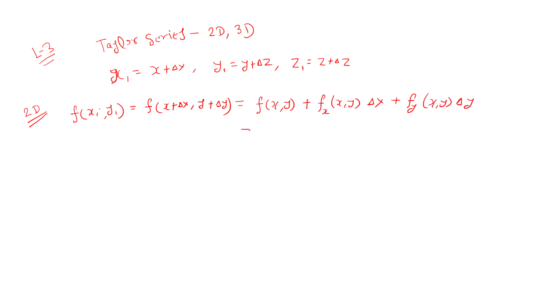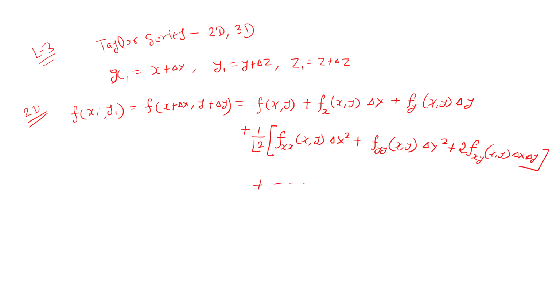Then I will have 1 upon factorial 2 times partial derivative of this function with respect to x twice at point x y delta x square plus the partial derivative with respect to y twice at point x y delta y square plus 2 times partial derivative of this function with respect to x and then y at point x y delta x delta y, and so on and so forth. So this will go till infinity. So this way we can write out the Taylor series expansion in 2D.